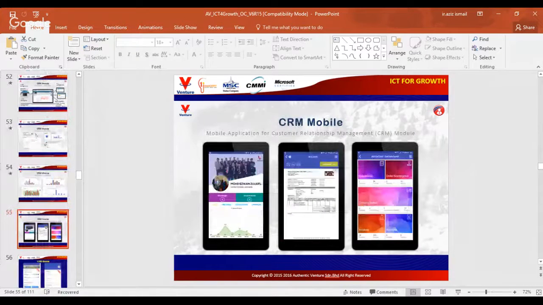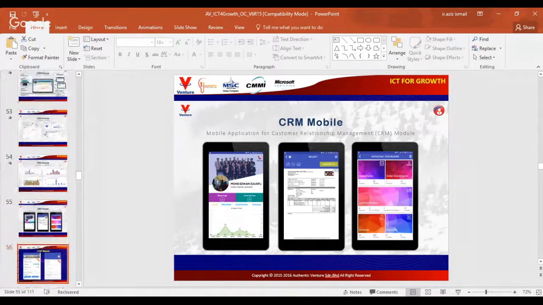And this is the CRM mobile app. The salespeople can actually use the handphone to do their sales function. They can do their quotation using their handphone. Within 1 minute, you can send the quotation to the email, or you can send it to the WhatsApp.